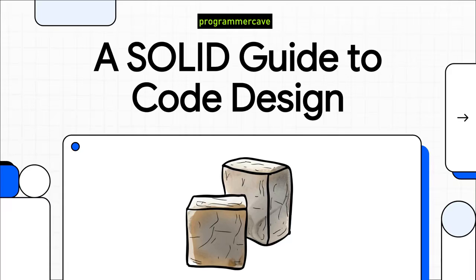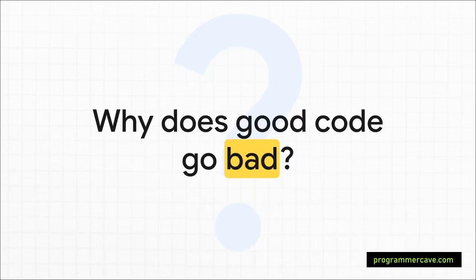All right, let's talk about building code that lasts. Today, we're diving into the SOLID principles. Think of them as your guide to writing software that's not just functional, but clean, robust, and honestly, a real joy to work with. But before we get into the nuts and bolts, let's start with a question I'm sure every single one of us is asked at some point. Why does good code go bad?